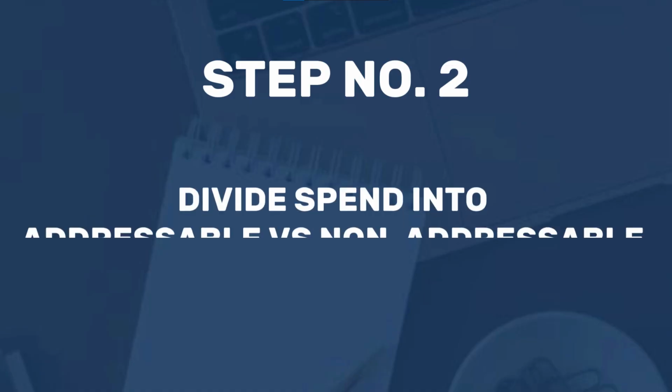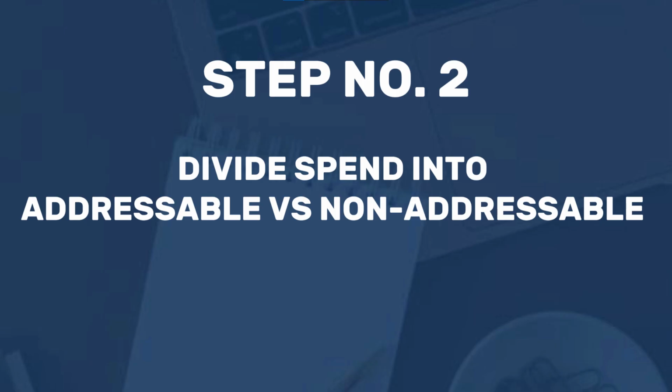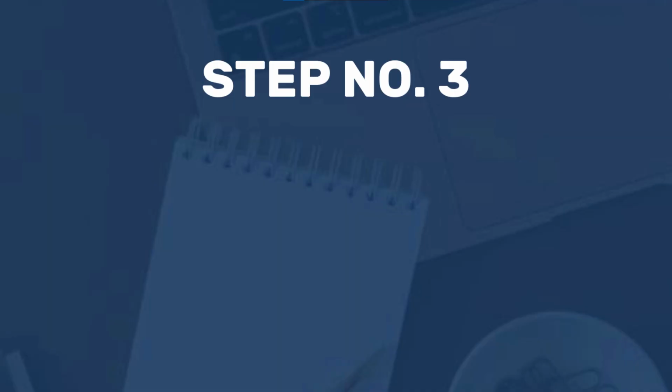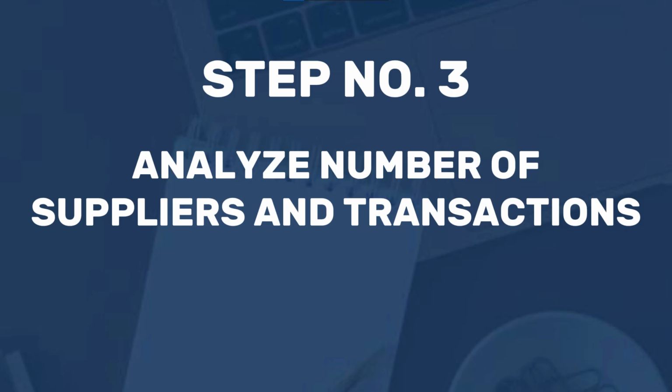Step number 2, divide spend into addressable versus non-addressable. Addressable spend is what you can actually influence, where you can negotiate, optimize, and save. Non-addressable spend, like utilities or government fees, is fixed and outside of your control. This step lets you focus your efforts on the spend that matters, so you don't waste time trying to optimize something you cannot change.